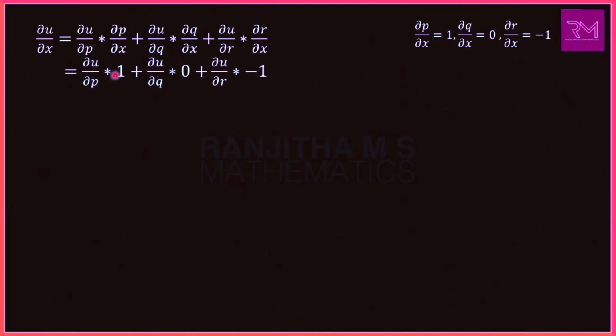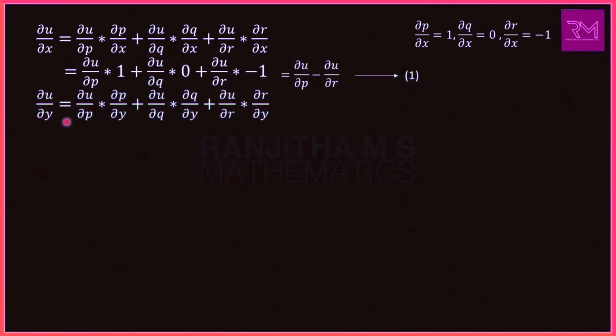We get ∂u/∂p into ∂p/∂x value is 1, plus ∂u/∂q into ∂q/∂x value is 0, plus ∂u/∂r into ∂r/∂x value is minus 1. Hence this term becomes 0. Hence we get the value as ∂u/∂p minus ∂u/∂r. Consider this as equation number 1.